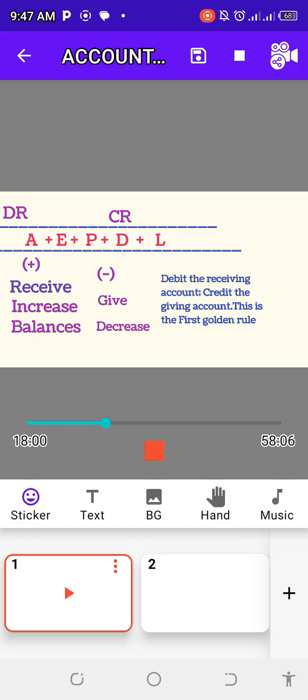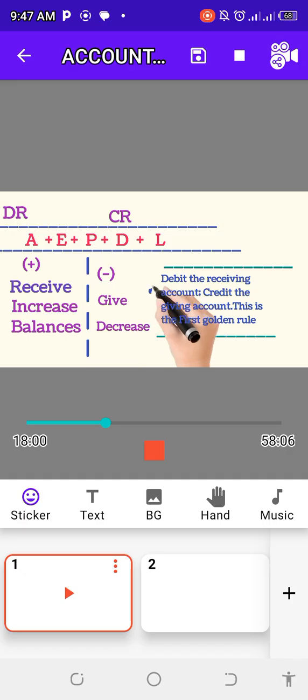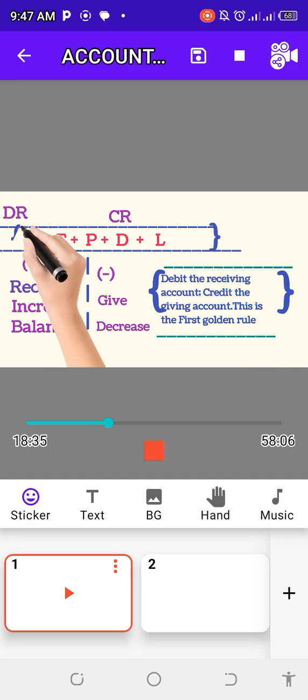And vice versa. When assets decrease, they decrease by the credit side. When they give, they give by the credit side. Expenditure, when they decrease, credit side. Purchases, when they decrease, credit side. Drawing, when they decrease, credit side. Loss items, when they decrease, credit side. That is the bane of the first golden rule. Debit the receiving accounts, credit the giving accounts.